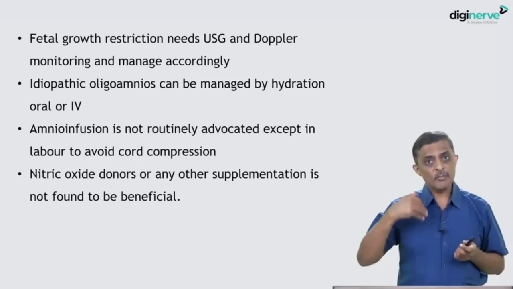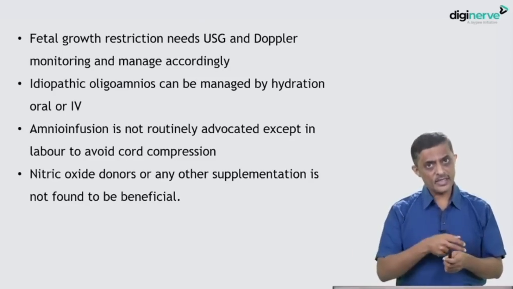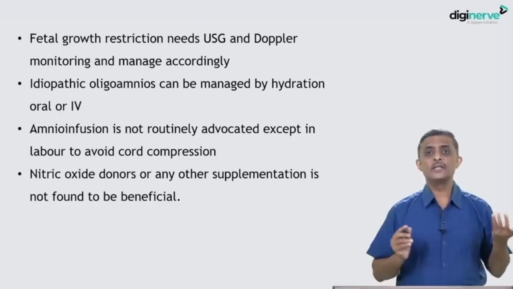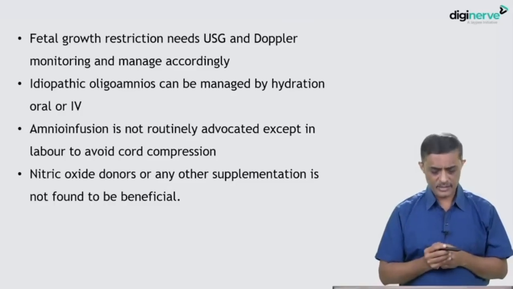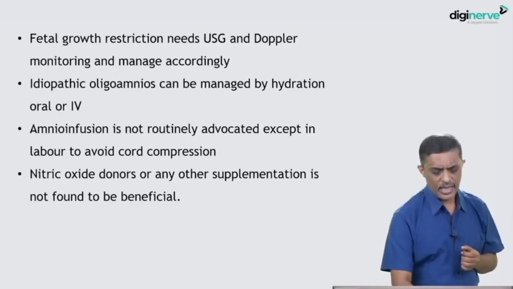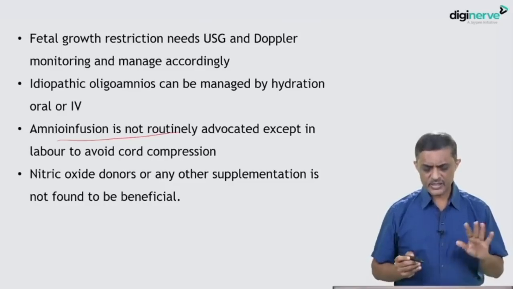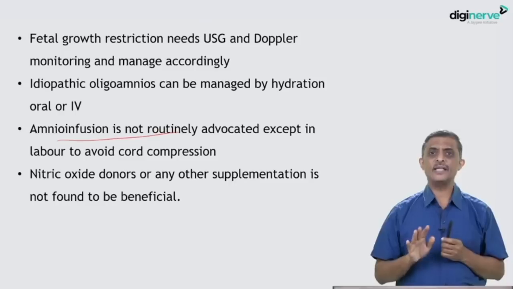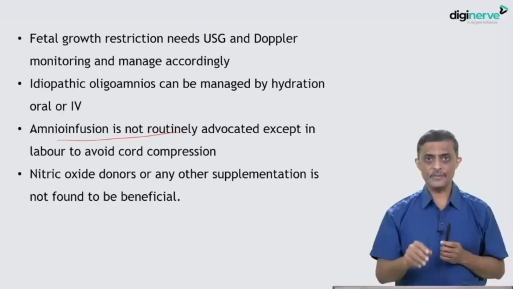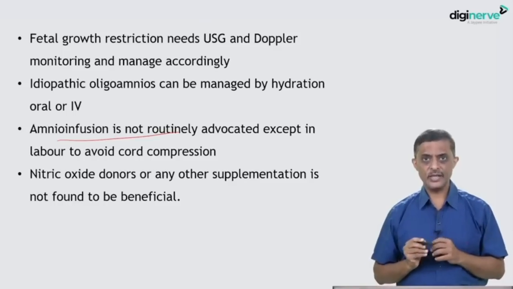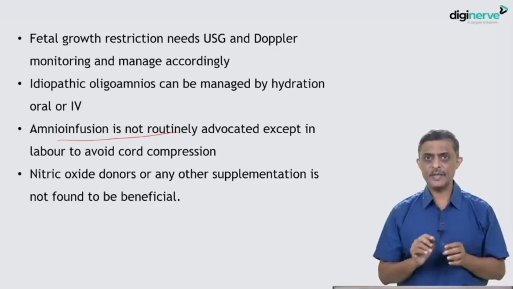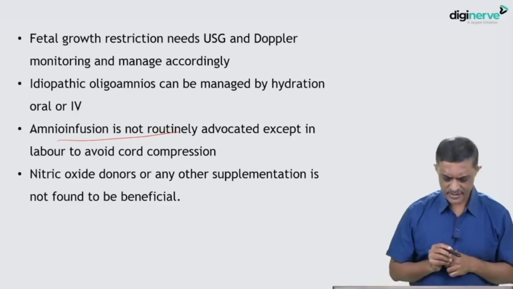Idiopathic oligohydramnios can be managed by giving more fluids either intravenously or asking the patient to take 3 to 4 liters of fluid orally, which can get into the uteroplacental circulation and improve the quantity of amniotic fluid. Amnio infusion, directly instilling fluid into the amniotic cavity, is not routinely advocated, but some centers practice this during labor to prevent the cord compression, right? It is not a universally accepted method, but many people practice this, right?